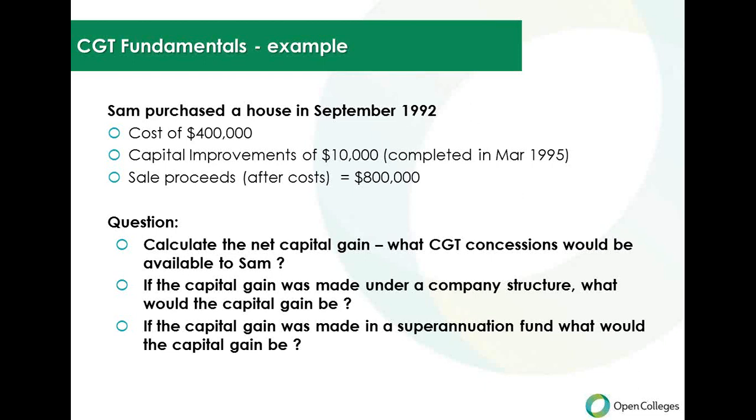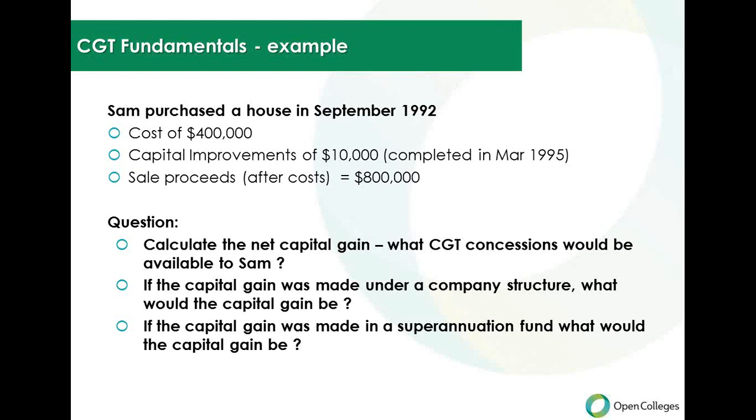So let's take that into a simple example and highlight Sam's particular transactions. Sam bought a house in September 1992, so that is after the date of CGT commencement, so there will be CGT. He incurred $10,000 on capital improvements and he sold the property for $800,000. So the question is, calculate the net capital gain and what CGT concessions would be available to Sam.